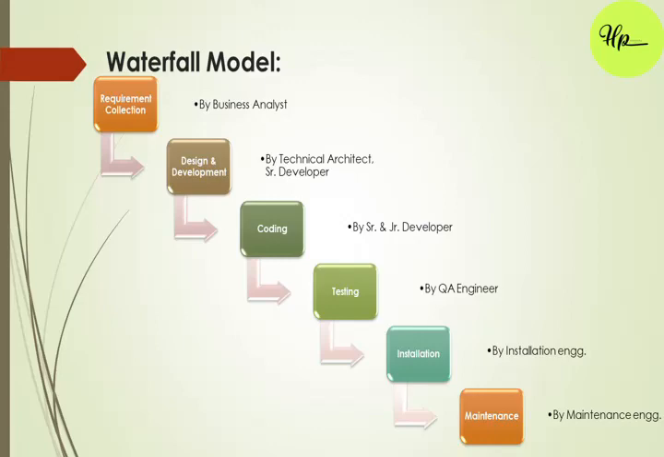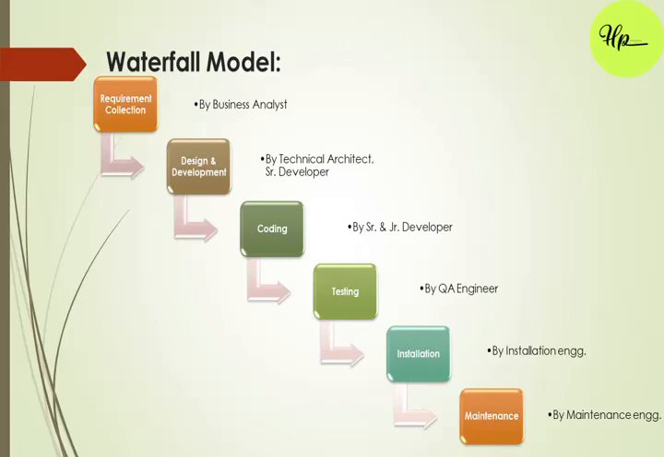In a waterfall model, each phase must be completed before the next phase can begin, and there is no overlapping in the phases. The waterfall model is the earliest SDLC approach that was used for software development. Here, the sequential phases in the waterfall model are, first, requirement gathering and analysis. All possible requirements of the system to be developed are captured in this phase and documented in a requirement specification document.